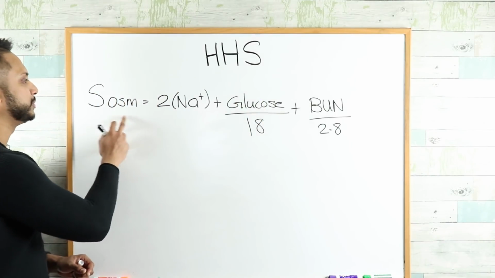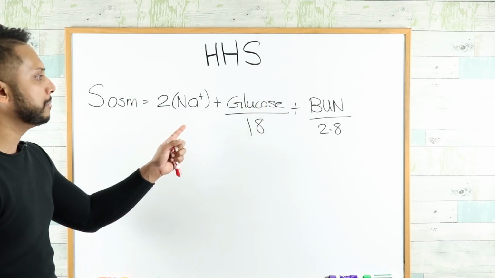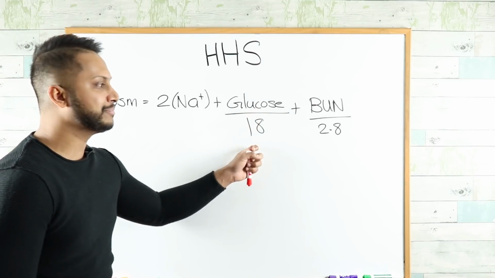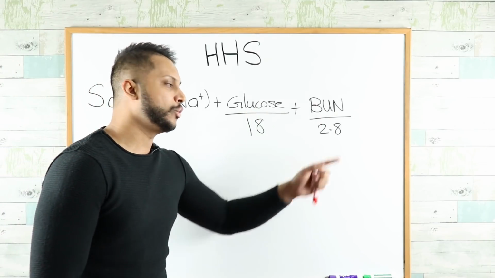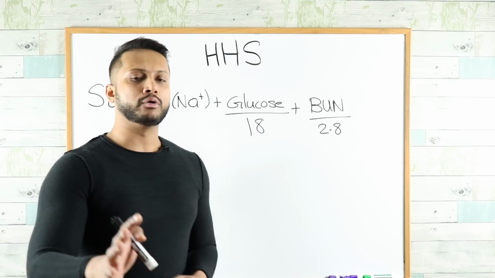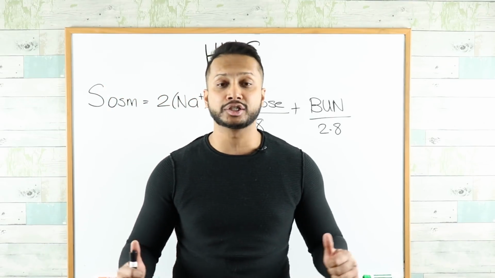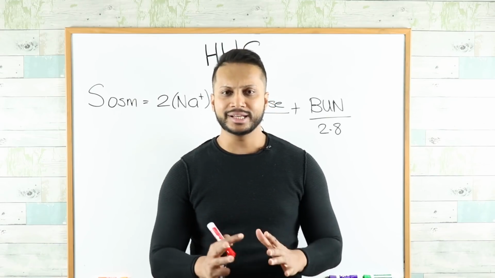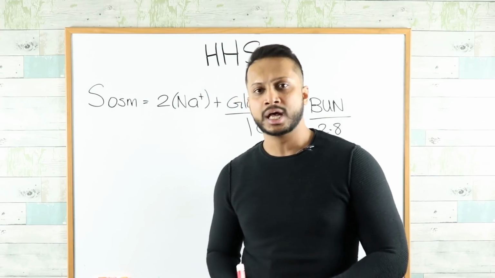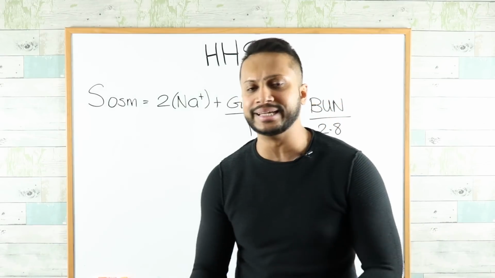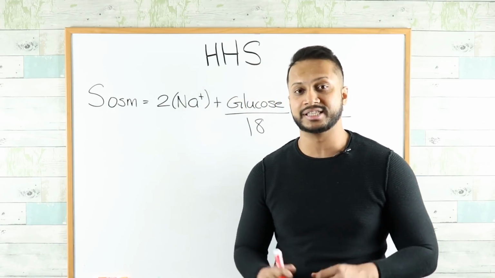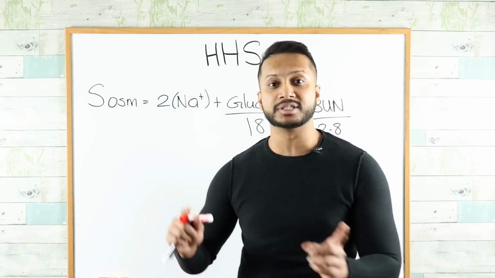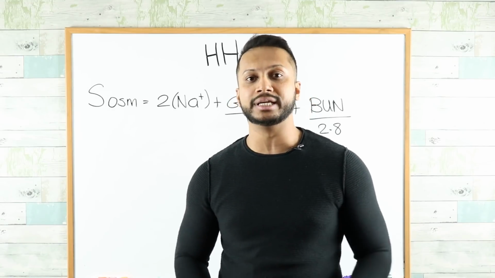If you look at serum osmolality, it is 2 times sodium plus glucose divided by 18 plus BUN divided by 2.8. Now there are reasons why it is going to be elevated in your patient with HHS. First off, what did I tell you about patients with HHS? Are they going to be more volume depleted than DKA patients? Yes, they are. And the reason was because they presented much later as compared to a DKA patient.